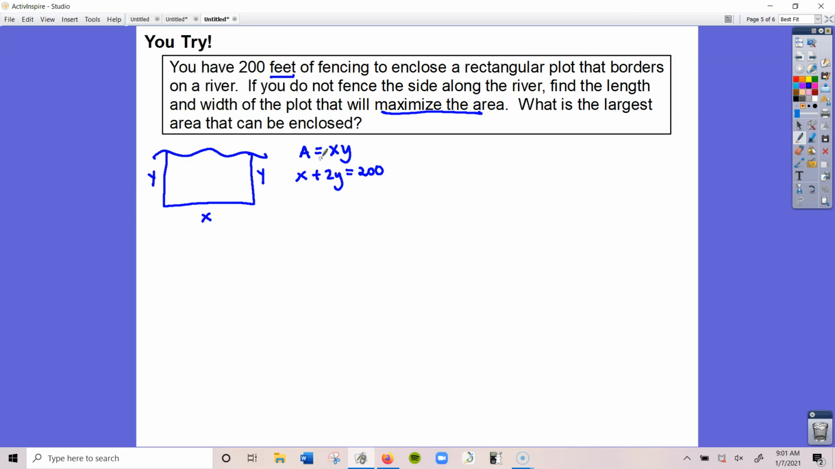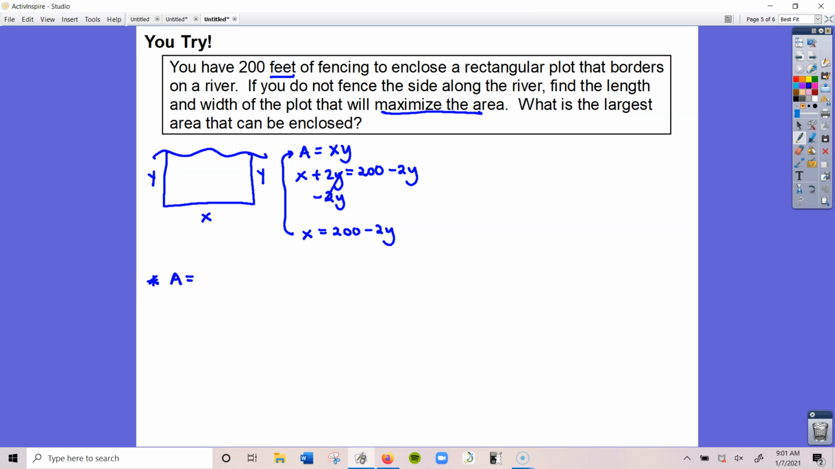So I'm going to use this to solve for either variable. In this case, it's easier to solve for x than to solve for y, so we don't have to divide by two and have fractions. So I am going to subtract this 2y. So x will equal to 200 minus 2y.